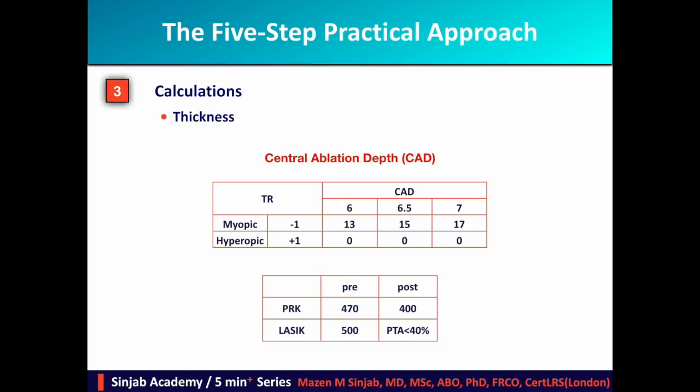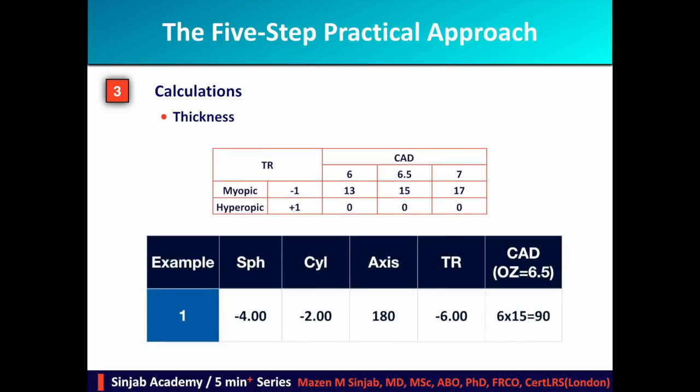Regarding the LASIK, the starting point for me is 500 microns. So if the cornea has a thickness more than 500 microns preoperatively, I do the calculations for the PTA, and if the PTA is less than 40%, then I can go for LASIK. In other words, if the pre-op thickness is below 500 microns, I don't do LASIK. I may go for PRK. And if the pre-op thickness is below 470, I go neither for PRK nor for LASIK. I'll show you some examples.